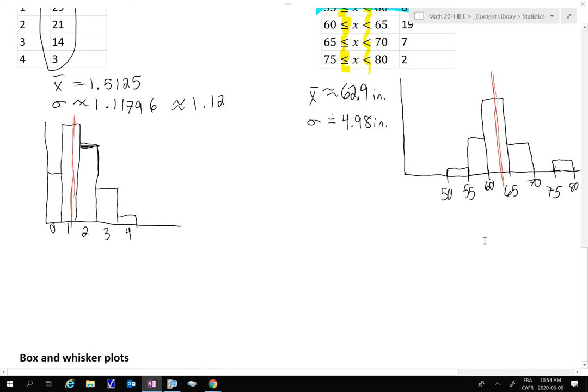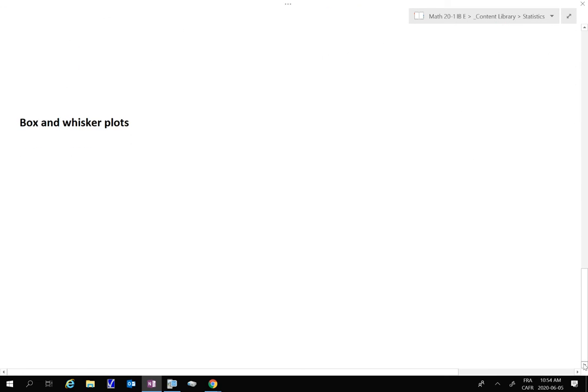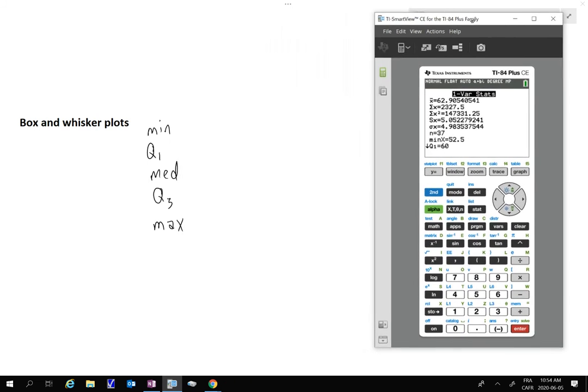Another way to represent this is using a box and whisker plot, and this is where we use the minimum, Q1, median, Q3, and maximum. So that's where we use that information. So we'll pull that information from this heights distribution as well.